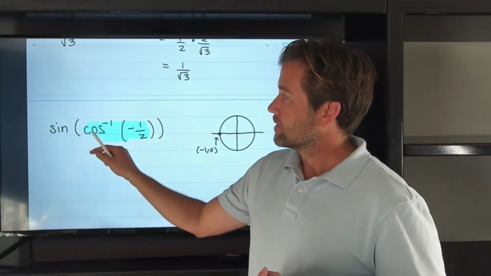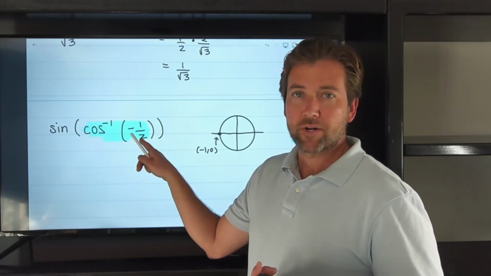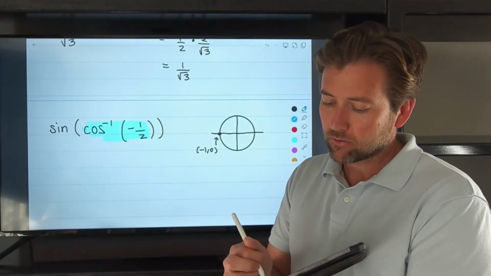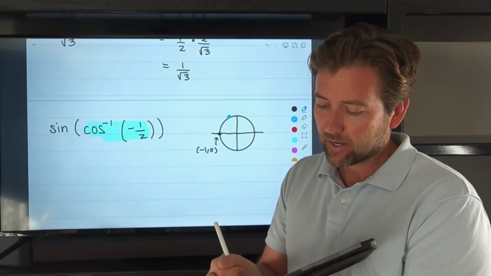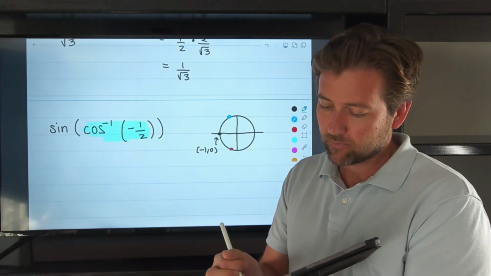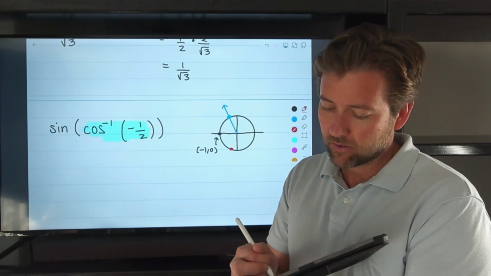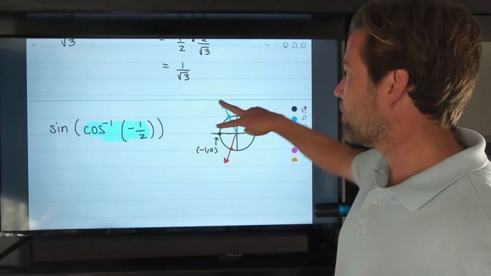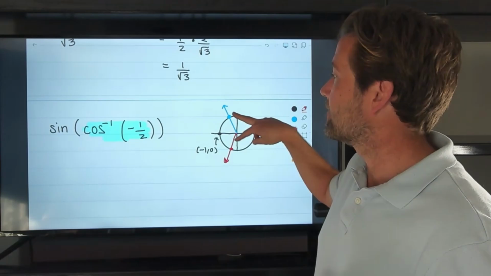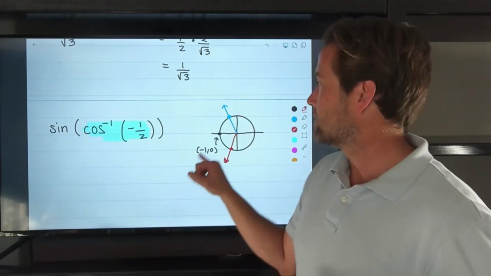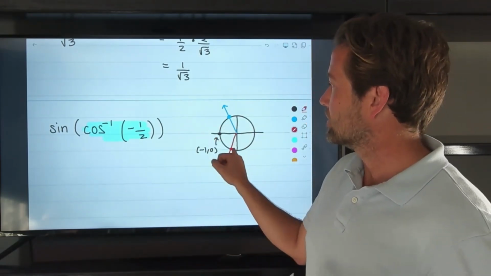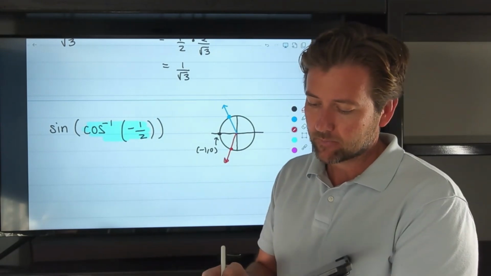Now when we see arc cosine, this input right here is an x coordinate on the unit circle of negative 1/2. So I'm going to put a point here at negative 1/2, and there's also another point that has an x coordinate of negative 1/2. Both these points have an x coordinate of negative 1/2, but their y coordinates are opposite. One is square root of 3 over 2, and the other one is negative square root of 3 over 2.